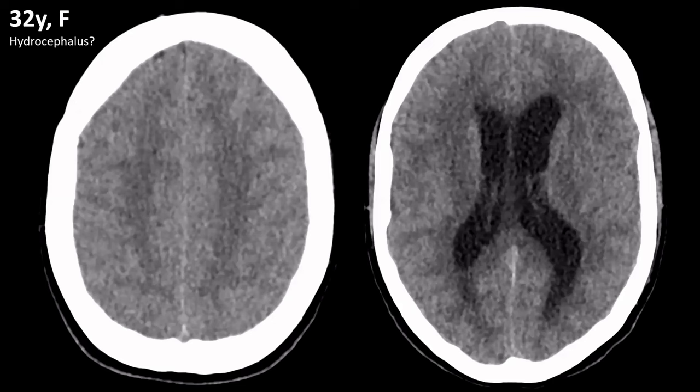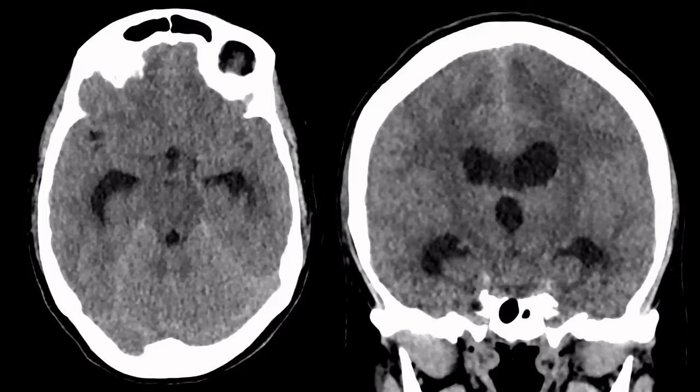This is a 32-year-old female patient. Does she have hydrocephalus? The ventricles look a bit widened, one must say, and the sulci cannot clearly be discerned. It is a young patient. In young patients, it's normal to not see much sulcal widening, but still, if you are in doubt, there's one thing you should look at.